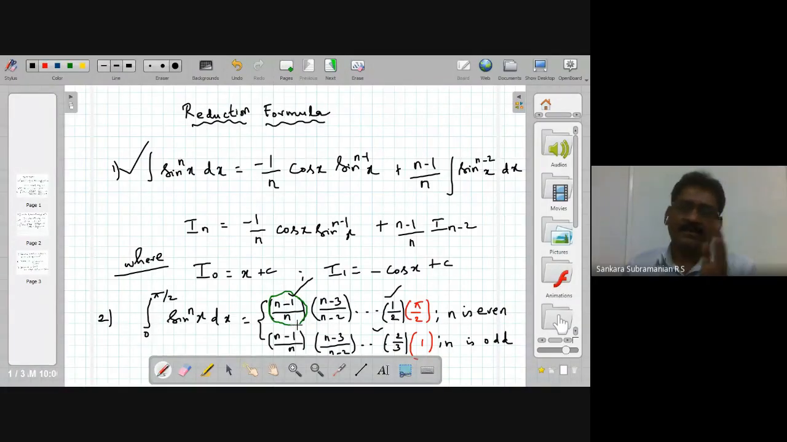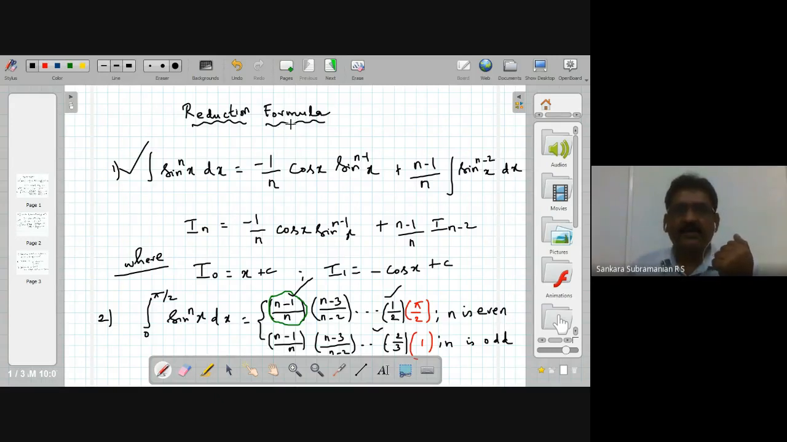Keep on subtracting 2 from the numerator and the denominator. Finally, you arrive at a situation where you get 1 by 2 at one stage, you stop there. Or 2 by 3 at one stage, you stop there. If you stopped with 1 by 2, then you multiply with pi by 2. If you stopped with 2 by 3, you multiply with 1. You'll be getting the value for the integral 0 to pi by 2 sine power n x dx. That's what we have taught in the previous class.